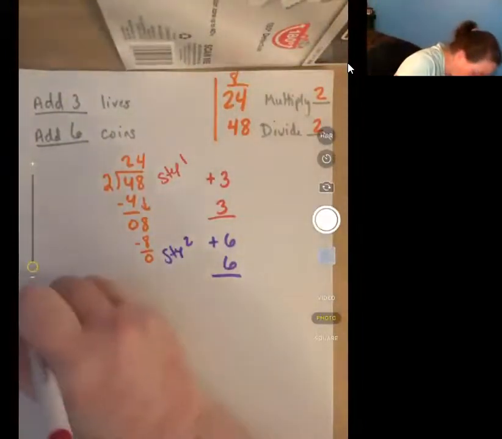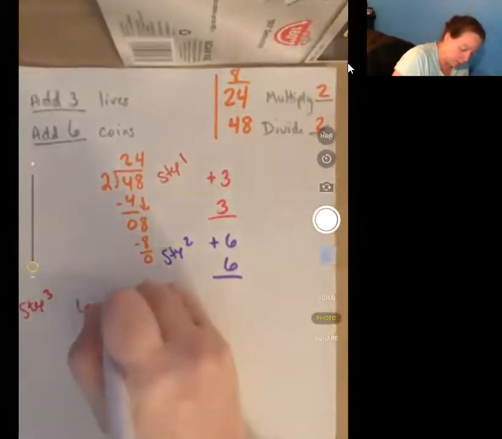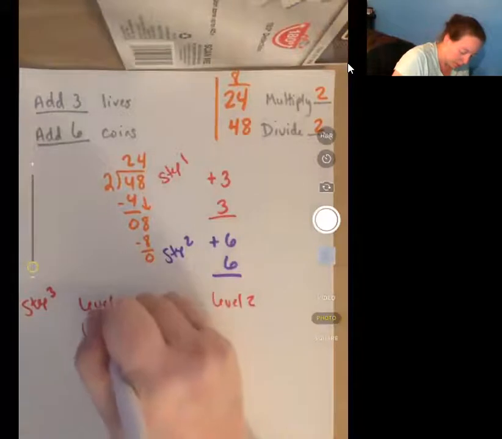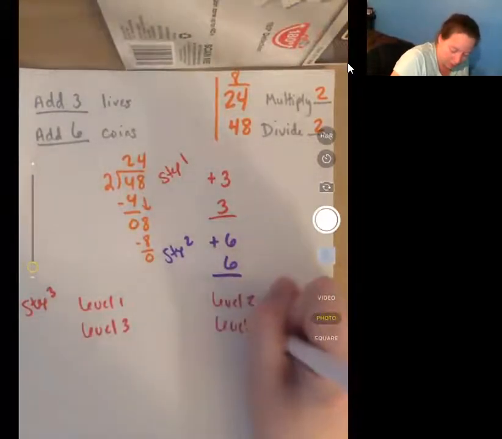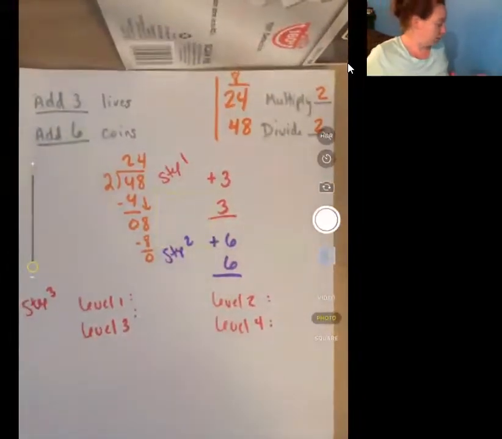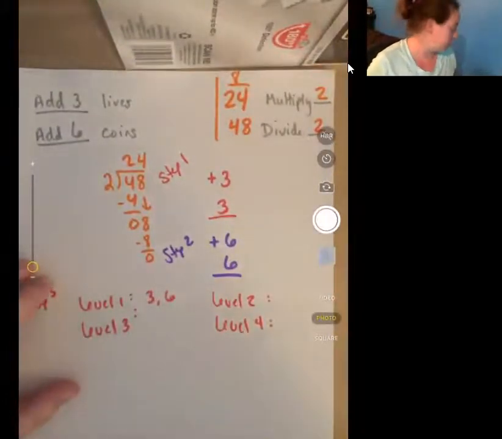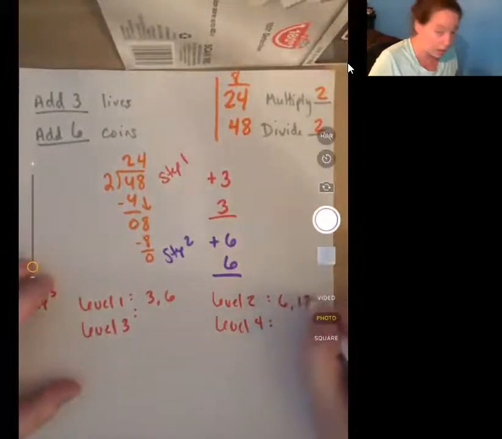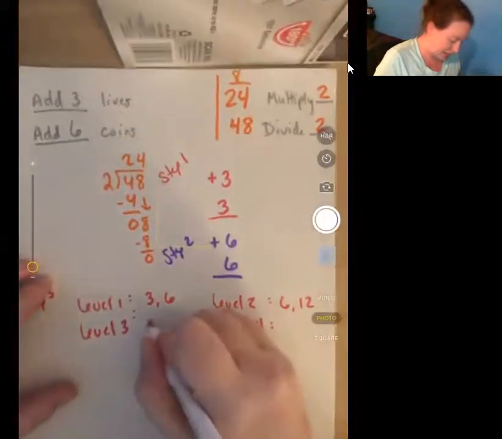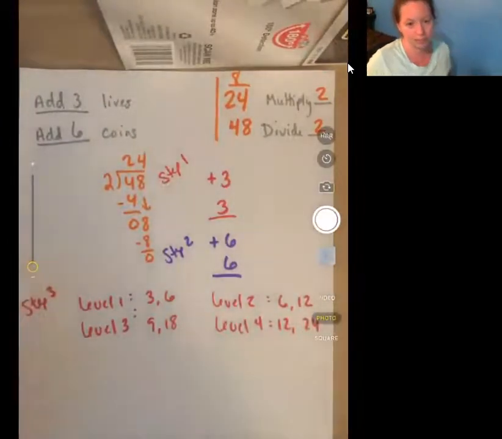So, step 3, we have level 1, level 2, level 3, level 4. I think they're making this needlessly complicated, honestly. So at level 1, I am literally just writing down the 3, 6. It's just the numbers on top of each other. Level 2 says it's 6, 12, top number, bottom number. Level 3, it's 9, 18. Level 4, it is 12, 24. That's it.